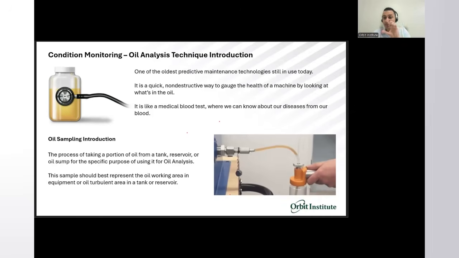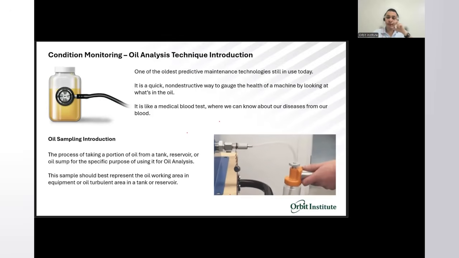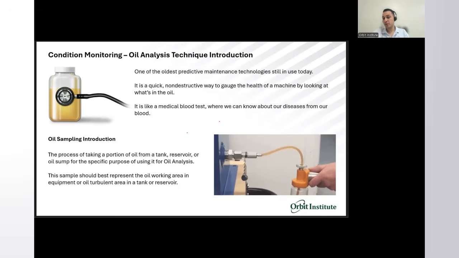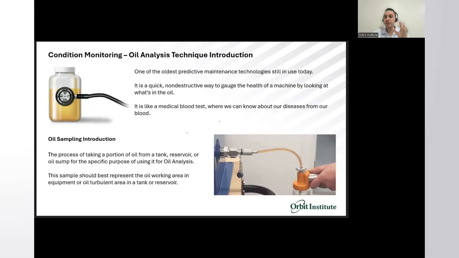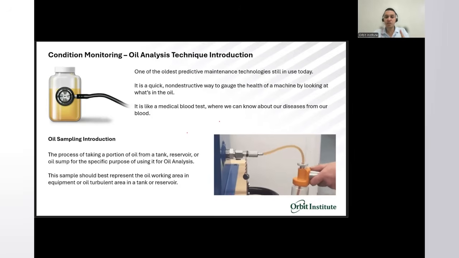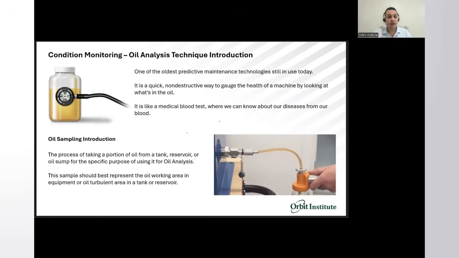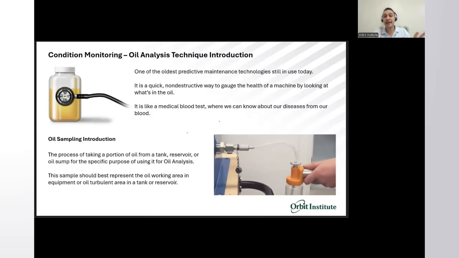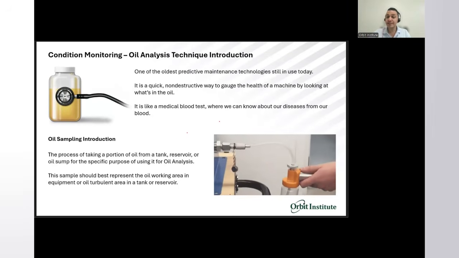It is a process of sampling the lubricating oil of machinery and analyzing it. It is like a medical blood test where we can know about our diseases from our blood. The main goal of an oil analysis program is to verify that the lubricated machine is operating according to the expectations. When any abnormal condition is identified through oil analysis, we can understand and take immediate actions to correct the root cause of this condition.